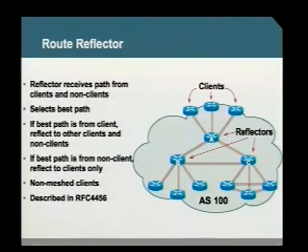You tend to set up a route reflector client relationship within a point of presence. So maybe your two core routers are the route reflectors, and all the other routers in the POP are the clients. That's typically what people do.